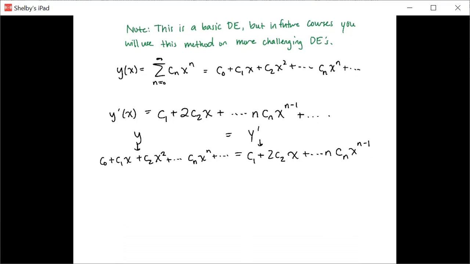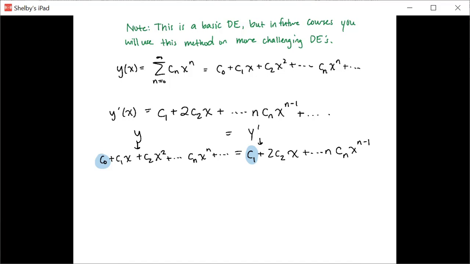And what does this imply? Well, it's going to imply that the coefficients on our x's have to be the same. So c0 doesn't have an x and c1 doesn't have an x, so that implies that c0 equals c1. And moving on, c1 x must equal 2 times c2 x. And we can do this for every term.